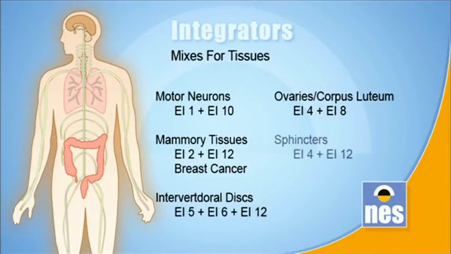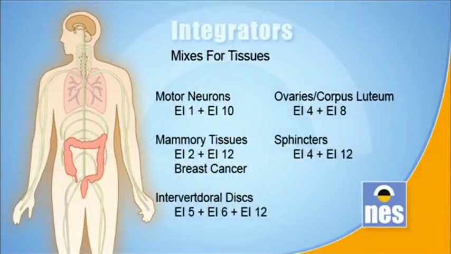The sphincters in the body, they're all over the place. In the bladder, in the stomach, in the throat, and so on. The sphincters go, they're just little muscle rings that open and close. For sphincters all over the body, it's Integrator 4 and 12. So again, for people who wet the bed as children, 4 and 12. What you're doing is you're looking at the NES screen and trying to match one of these to see if it's there. If it's there, it's a possibility it'll work clinically.